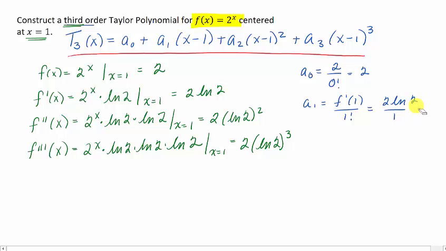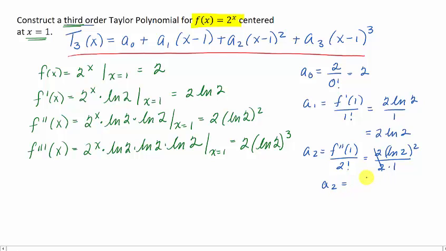I'll write it down here. So that's just going to be 2 natural log of 2. A sub 2 is going to be the second derivative evaluated at 1 over 2 factorial, which is going to be 2 natural log of 2 quantity squared divided by 2 times 1. So those are going to cancel. So our a sub 2 is going to be natural log of 2 quantity squared.